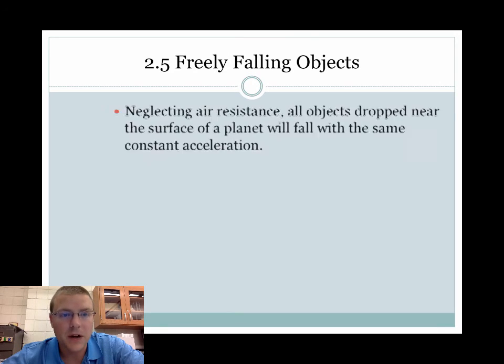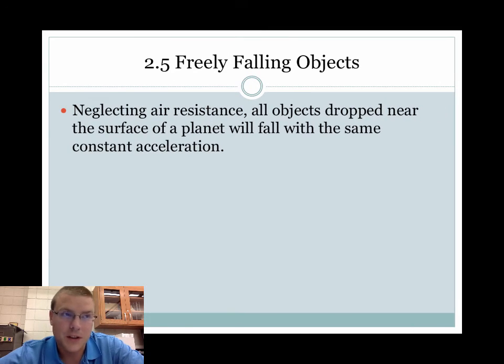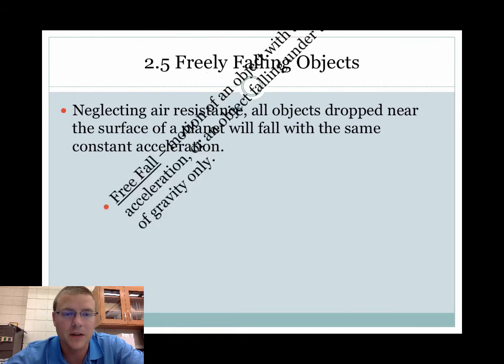So freely falling bodies without air resistance. So when you do any of the problems here in this unit, anytime we drop them, we assume that there's no friction on it, there's nothing to slow the object down. The only thing acting on this is the constant acceleration of the planet. When all objects near the surface fall, they fall at the same constant acceleration. We'll prove that with some demos in class.